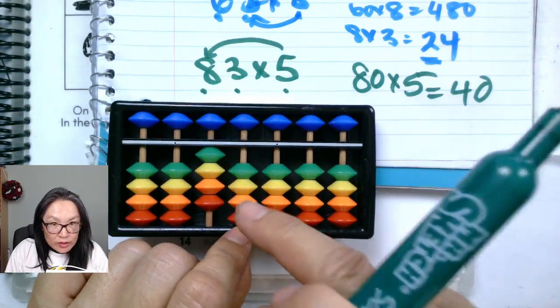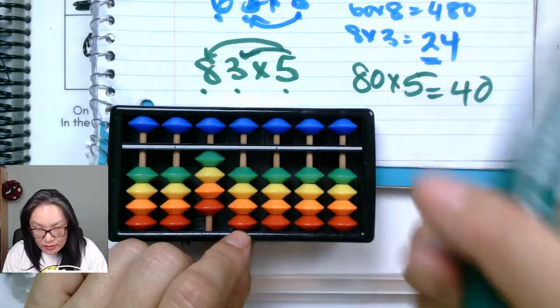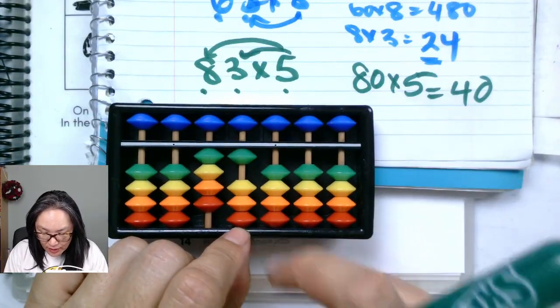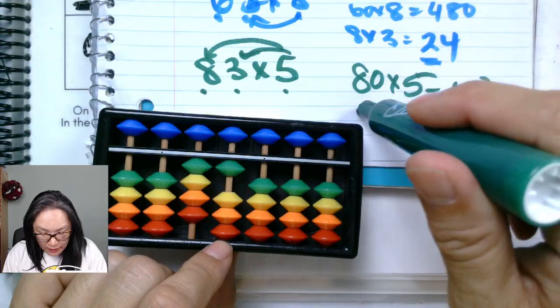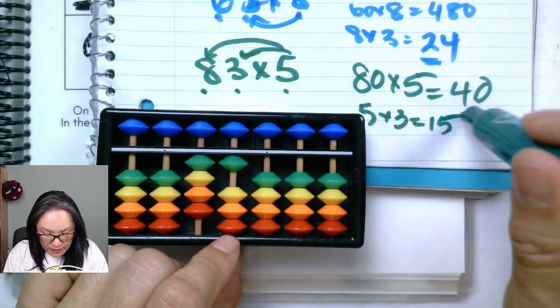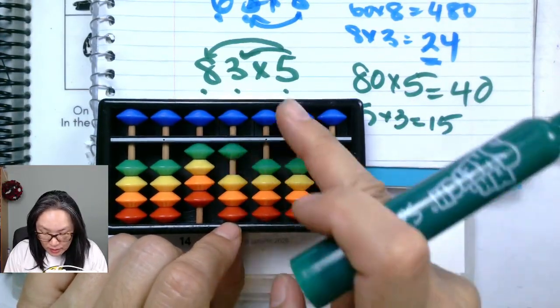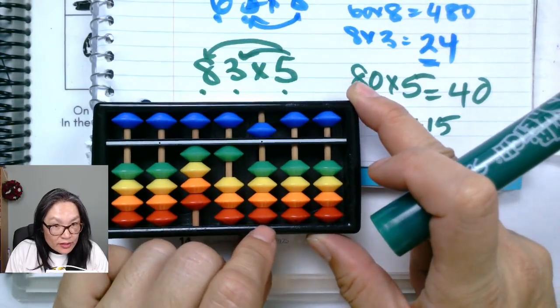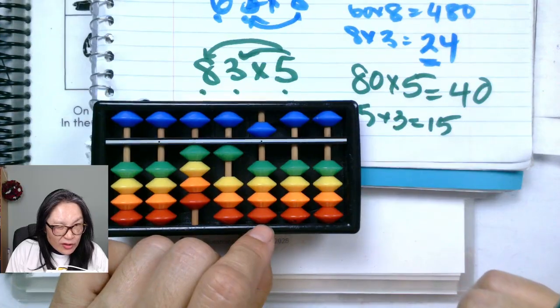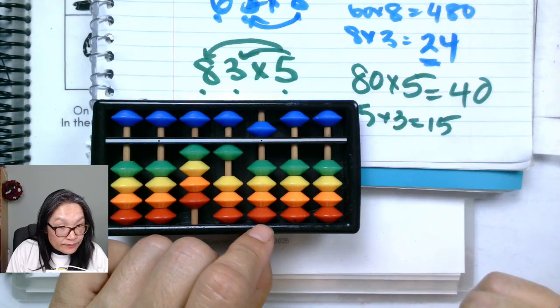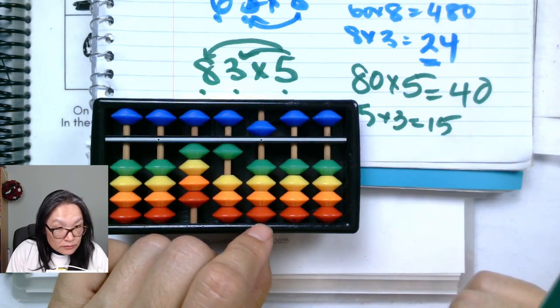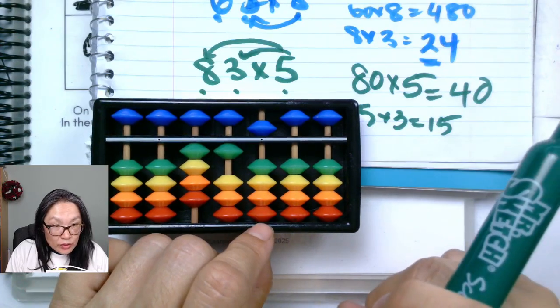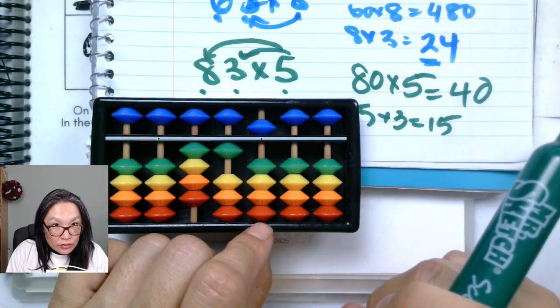So when we're going to do it, we have 5 times 3. On the abacus, we just add the 5 times 3 is 15. So we add the 1, and then we add the 5. And then my final answer is 415. Right? So what are we trying to do? We're trying to compound our information.